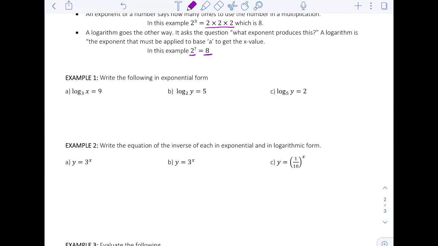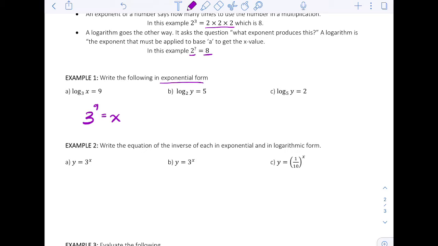So write the following in exponential form. If we have log 3 x is equal to 9, and I want it in exponential form. Remember, exponential form is like this, a y to the power of x. So let's go with that. So our base, what is our base? Our base is 3. I can identify it. Our exponent when written in log, where is that? Well, that's 9. 3 to the power of 9 is equal to x. That's the exponential form of that logarithm that's written above.